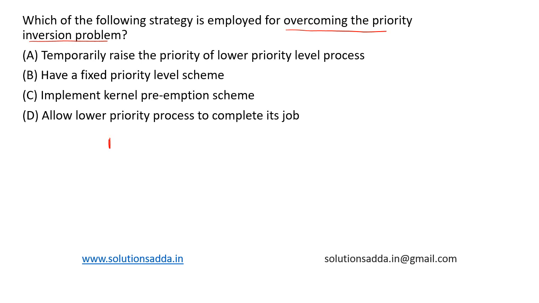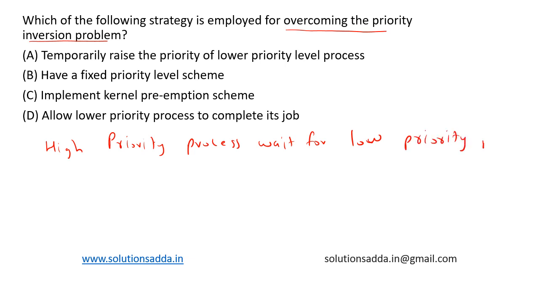So the situation is, a high priority process waits for a low priority process. This causes to invert the relative priorities of the process. This can be eliminated by temporarily raising the priority of the lower priority process so that it cannot preempt the high priority process. So option A, temporarily raise the priority of the lower priority level process is the right choice.